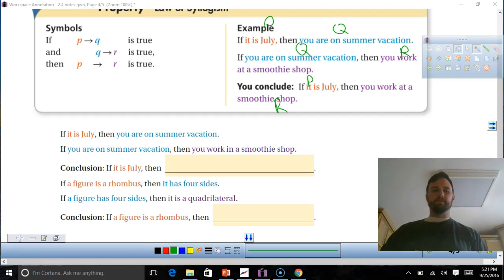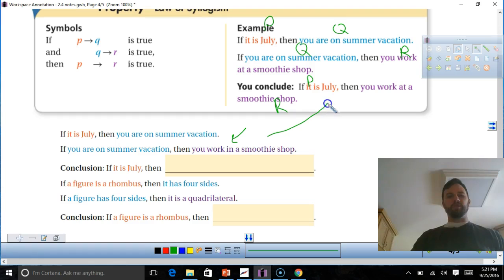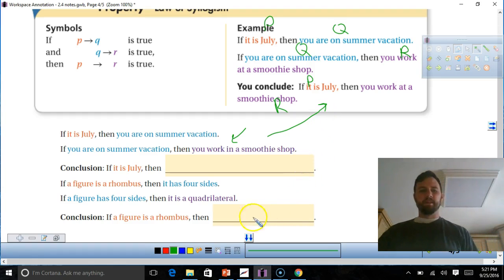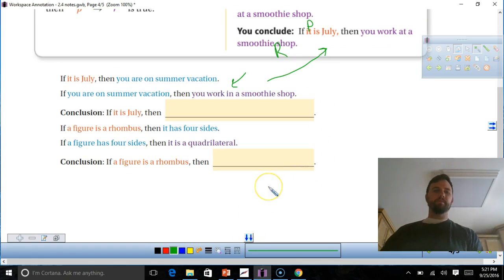Alright? They legitimately just do this one for you. So let's write that down. Let's try this one though. If a figure is a rhombus, it has 4 sides. If it has 4 sides, it's a quadrilateral.